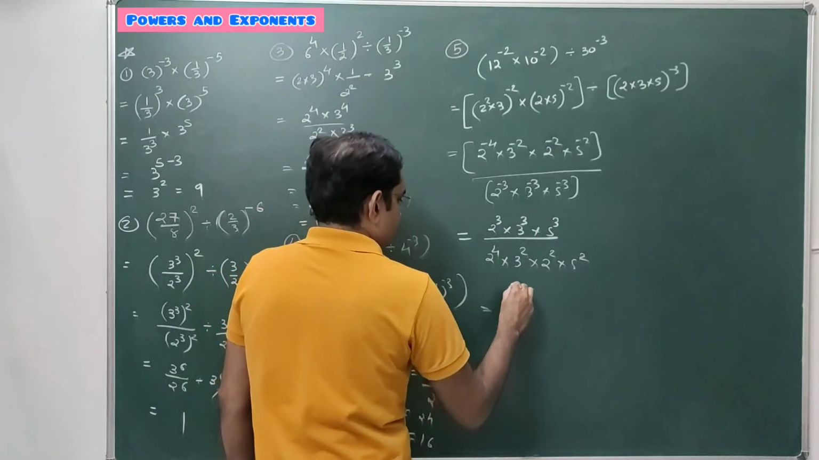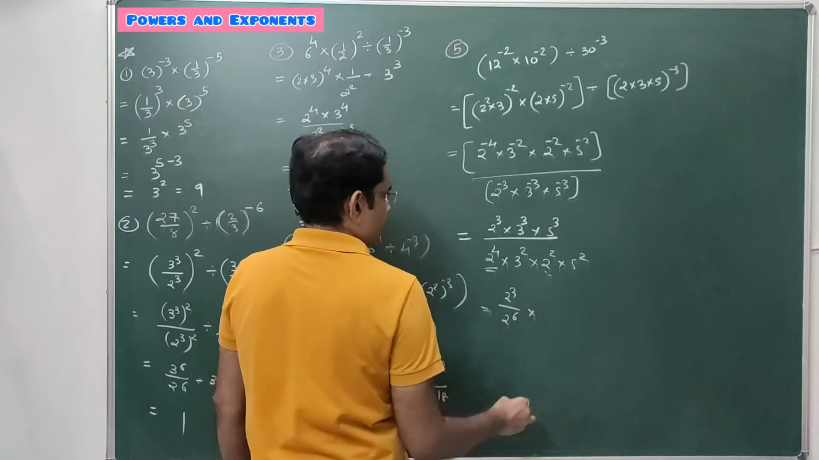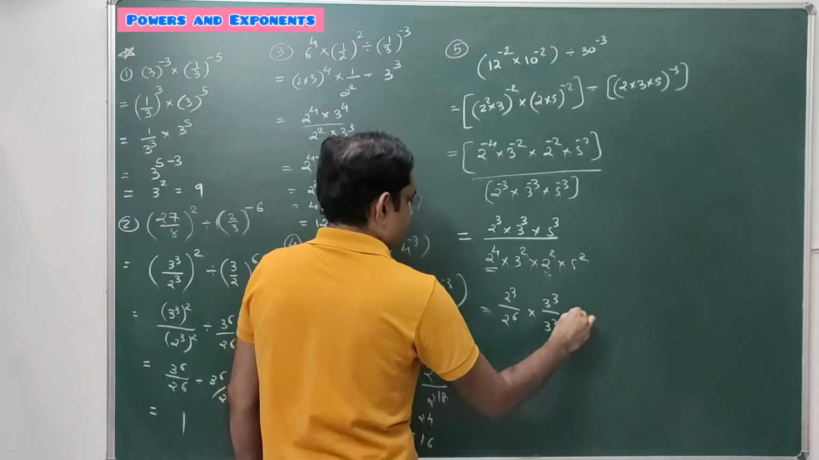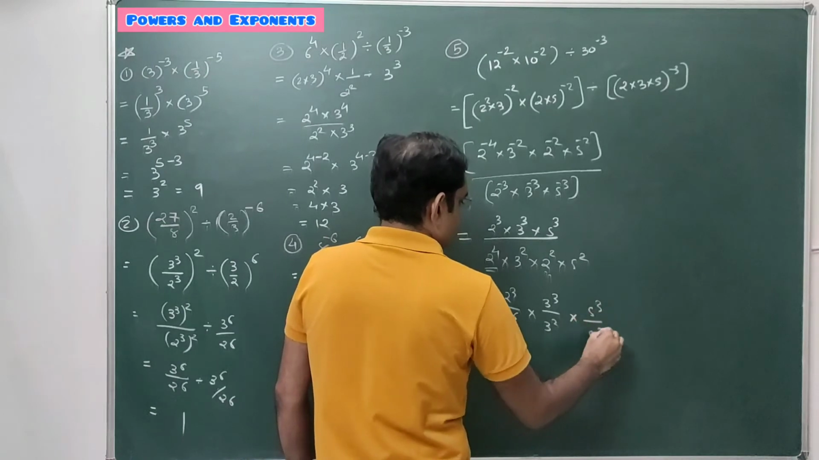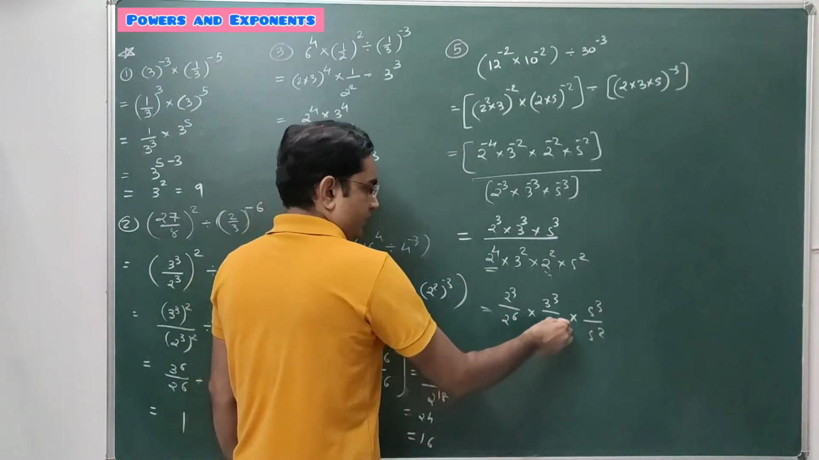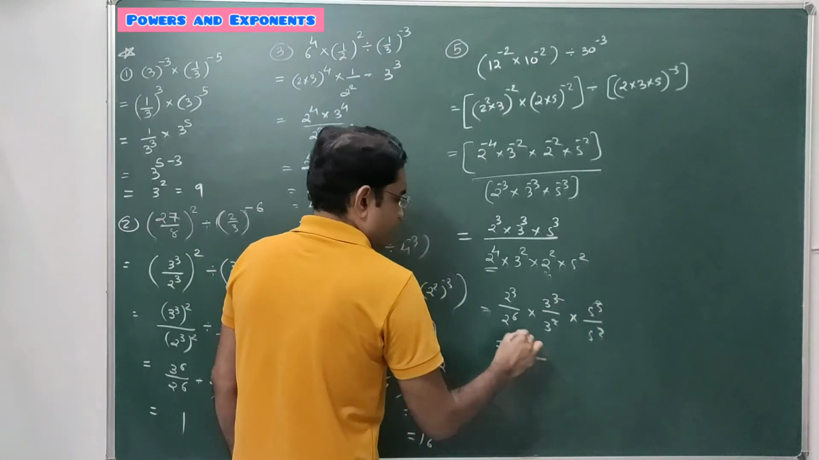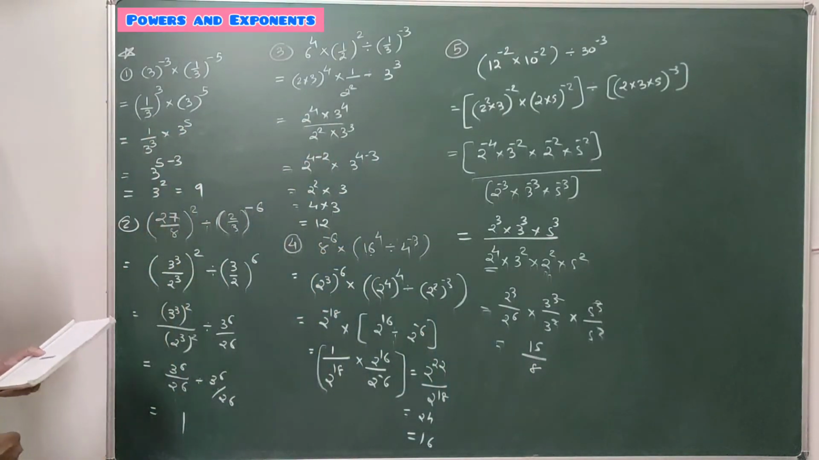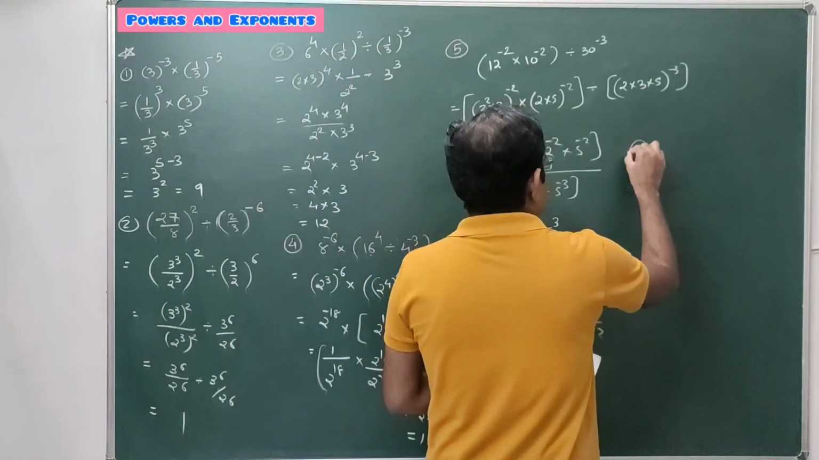This is 2 cube. Now here 2 raised to 4, 2 raised to 2. So it's 2 raised to 6 into 3 cube upon this one is 3 square, into this one is 5 cube upon 5 square. So 1 3 will be left, 1 5 will be left. So 5 3s are 15, and here 2 raised to 3 will be left. So it's 8 is the answer. Clear? Next question, question number 6.